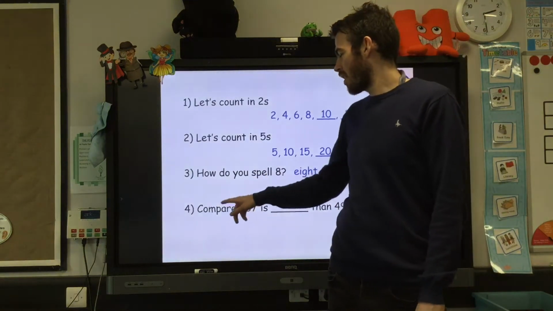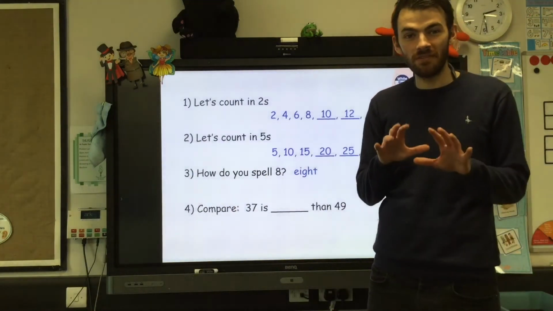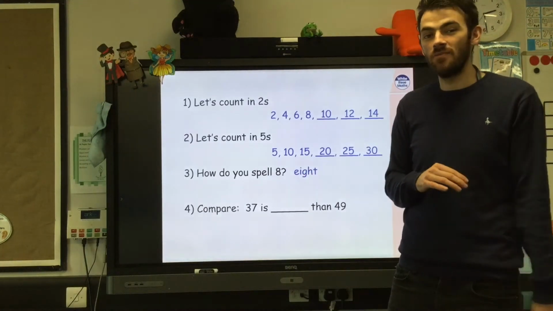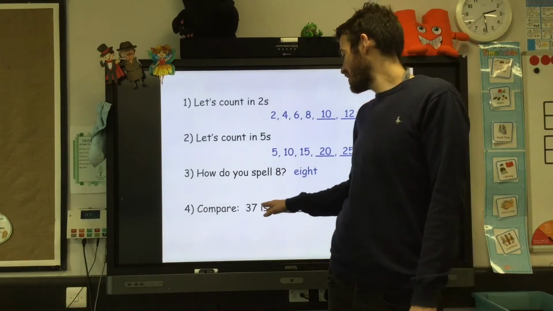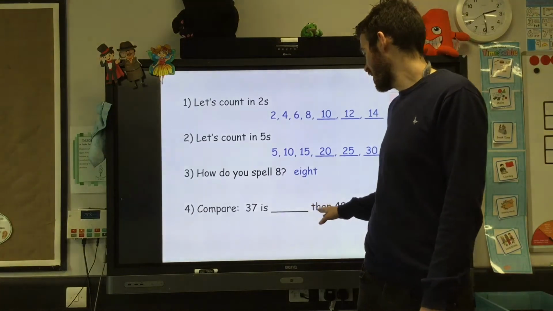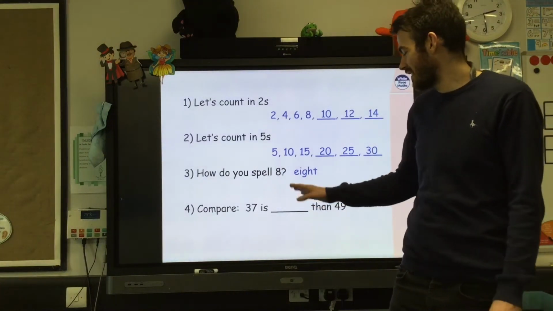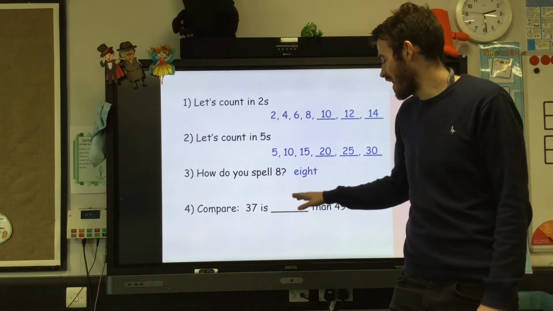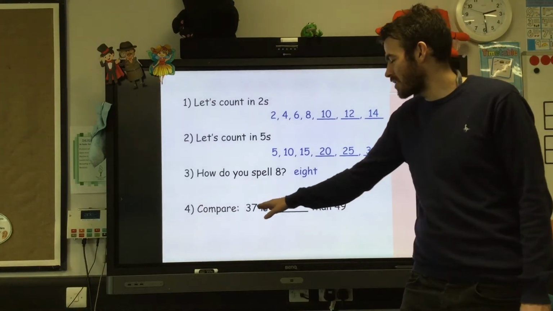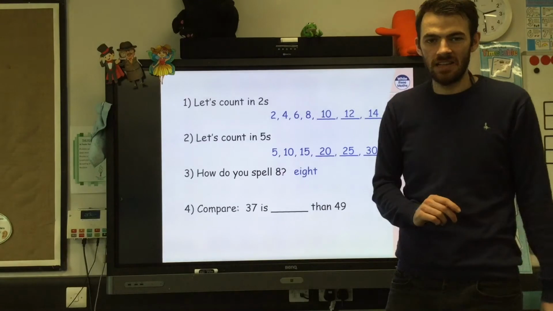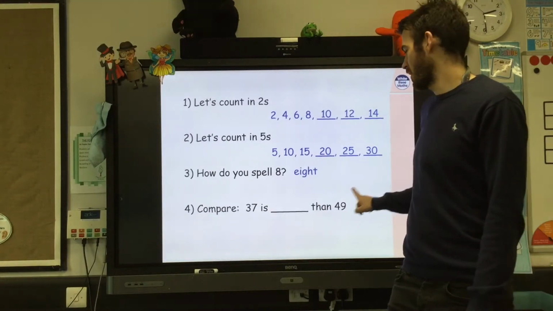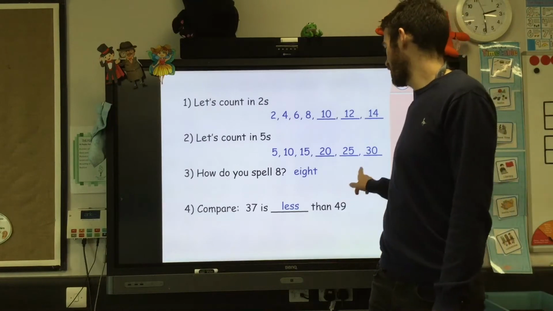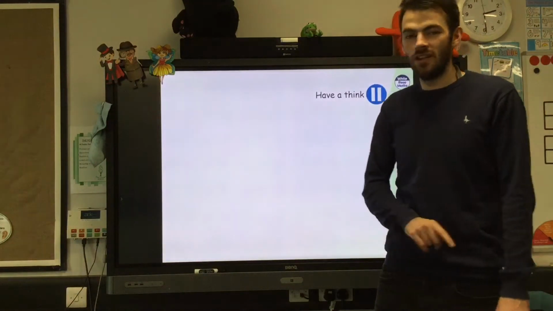Next, compare. So this is what we're going to have a go at today. In this question, we're going to compare some numbers. So 37 is something than 49. Is it less than or more than? So is 37 less than 49 or is 37 more than 49? Okay, it is less than 49. Let's move on to today's learning.